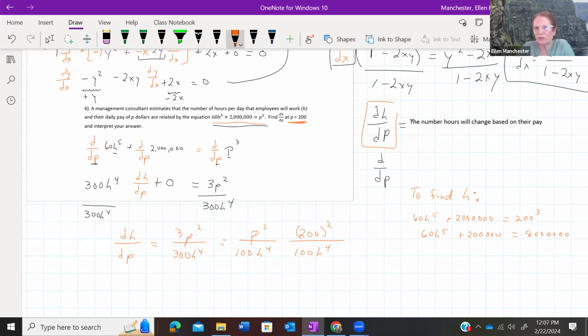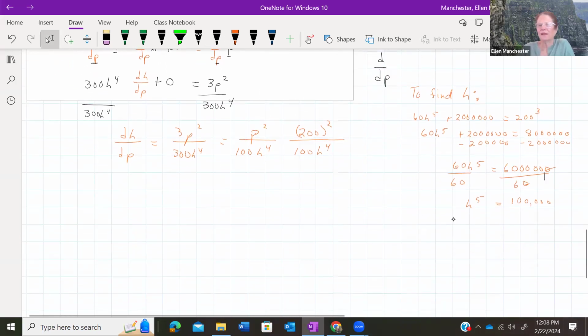So now you're going to use algebra to find H. I'm going to subtract off 2 million. I get 60h to the 5th equals 6 million. Again, all I'm doing is just using algebra. I get h to the 5th equals 100,000. 6 divided by 6 is 1, and then I take off one of my zeros.